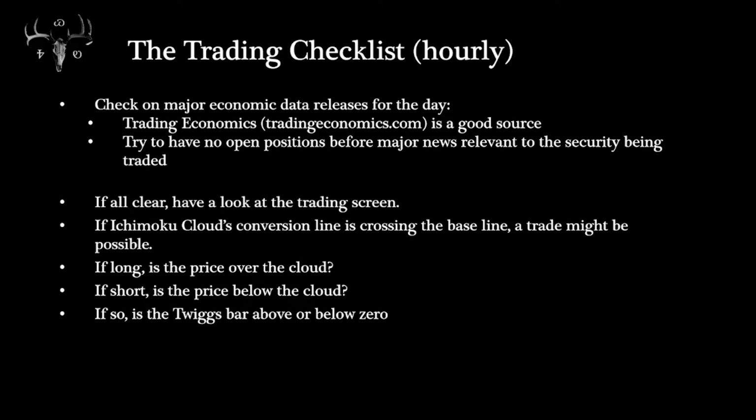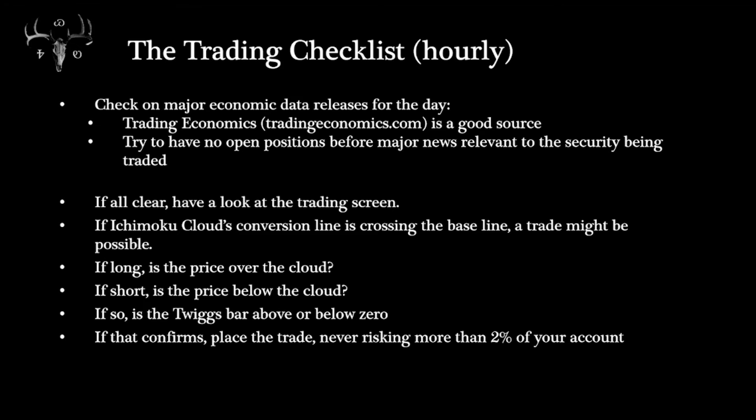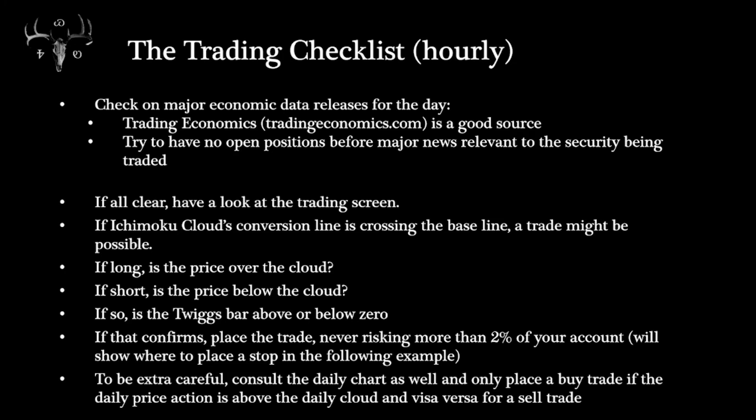Let's assume that we've got a clear signal. Have a look down at the twigs and see if it's above or below 0 to confirm the Ichimoku cloud's indication. If that confirms, then go ahead and place a trade, never ever risking more than 2% of your account. We're going to look into that in a second when we look into exactly where to set stop losses and exactly where to do take profits in order to make this system as profitable as possible.